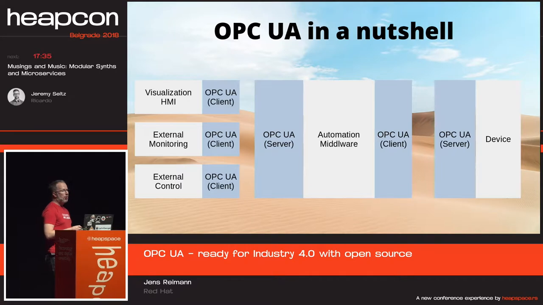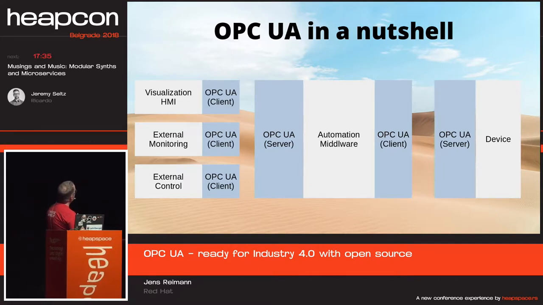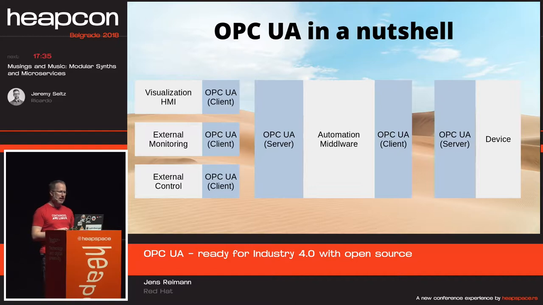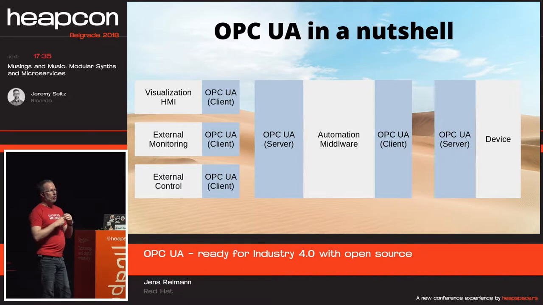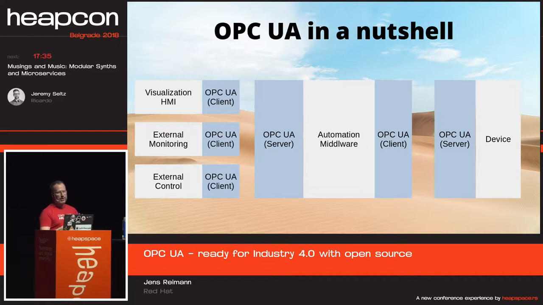How would you like to deploy OPC UA? As I mentioned before, you have systems like Siemens, for example, ABB, process control systems, SCADA systems. That would be the automation middleware. You have logic in there, monitoring, trends, whatever functionality you have there. And you want to connect to devices.